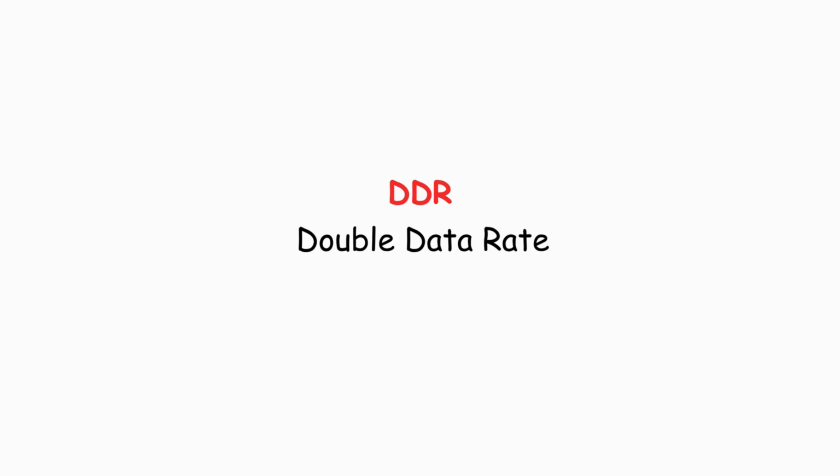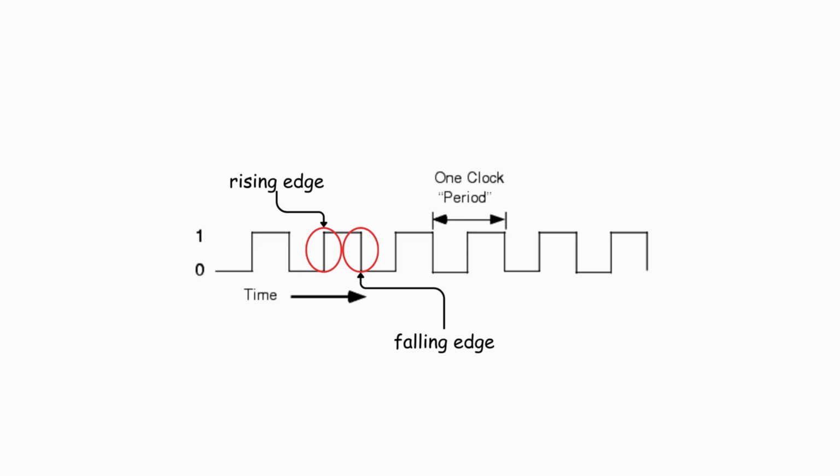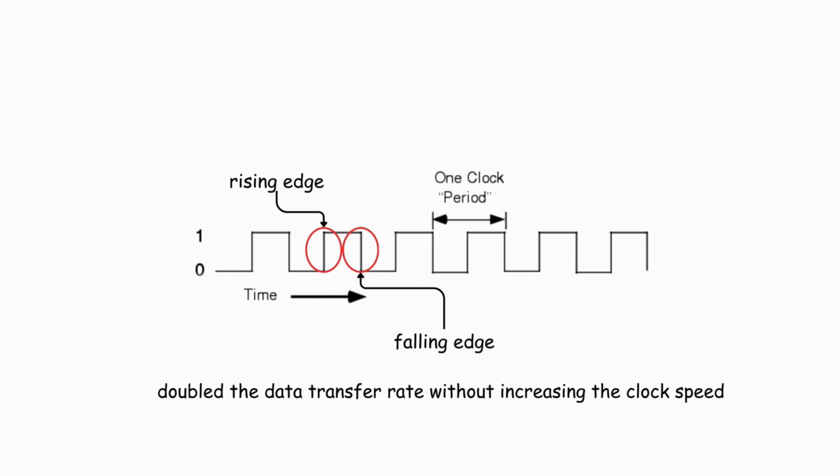Enter DDR. DDR stands for Double Data Rate. The brilliant innovation here was simple but powerful. Instead of transferring data once per clock cycle, DDR transfers data twice, once on the rising edge and once on the falling edge of each clock cycle. This effectively doubled the data transfer rate without increasing the clock speed. And that's where our story really begins.